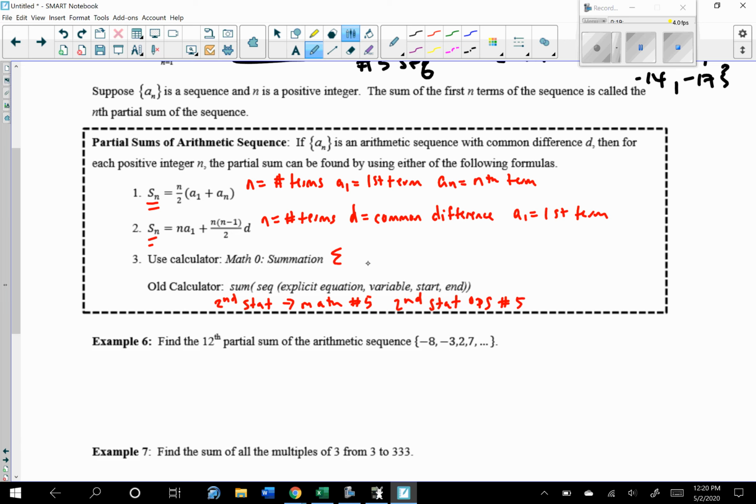So for this one, when you're writing it out, we have the sum of the first term to, let's call this the kth term. And so this is the formula a sub n. So a sub n is the explicit form, and k is the total number of terms, the upper limit.